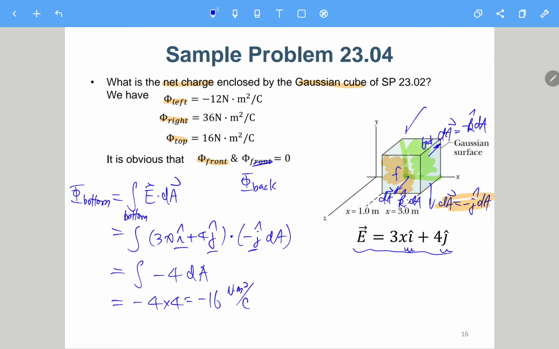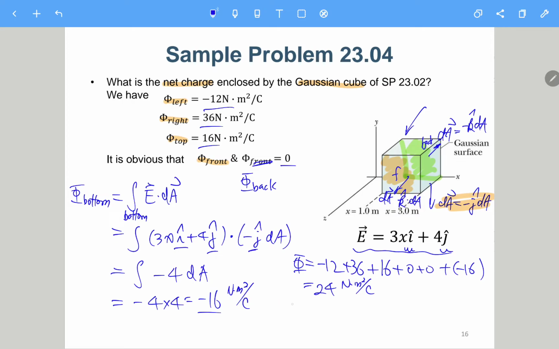So for this, suppose the Gaussian surface is this cube. So the total phi should be, you add up all the stuff. So it should be minus 12 plus 36 plus 16 plus 20, and then this minus 16. So it sums up to be, let me see, 24 N m squared over C.